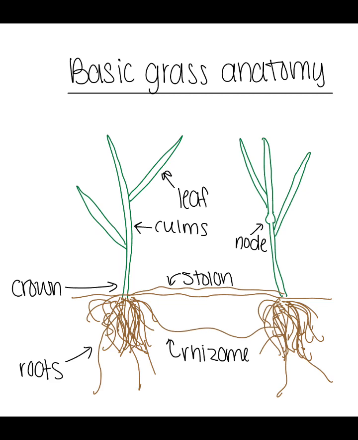Next, rhizomes. This is a part of asexual reproduction, which I will talk about later. Same with stolons. Rhizome is a root, stolon is technically a stem, but both for asexual reproduction. The crown is the main part of the grass. So if the crown dies, the grass is dying. If the leaves die, it'll be okay. As long as the crown is alive, it will survive. The culm is the stem, leaves are leaves, and the node is the part where the leaves come out of.